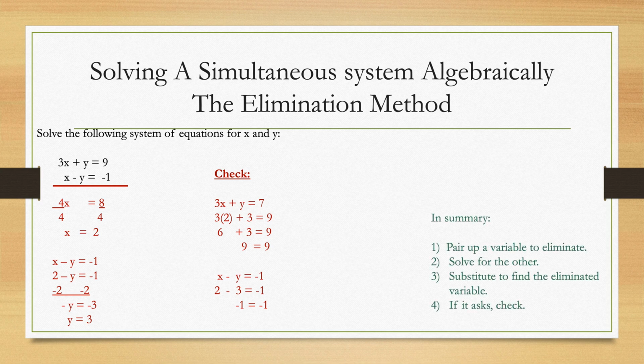In summary, pair up a variable to eliminate. In this case, it was y. Solve for the other one. We were able to, once eliminated, figure out that x was 2. So I substituted to find the eliminated variable. That was done. Then I have to go back and check. So I plugged in the 2 for x in either equation and found out that y was equal to 3. Okay, let's try another one.